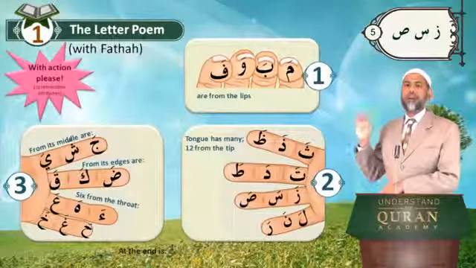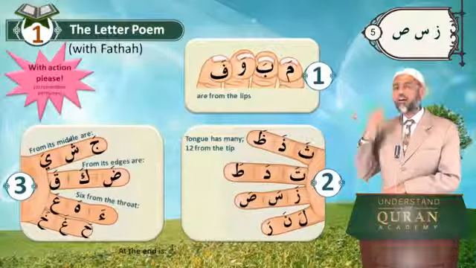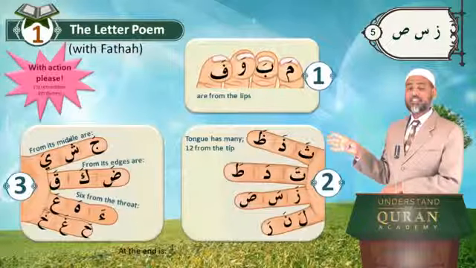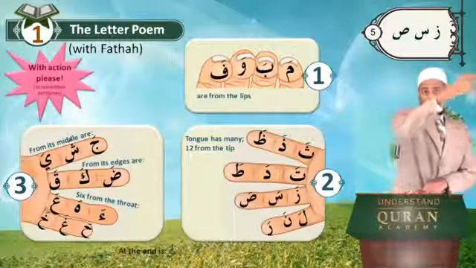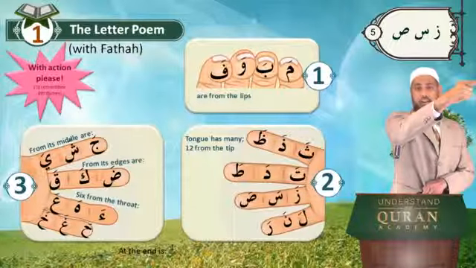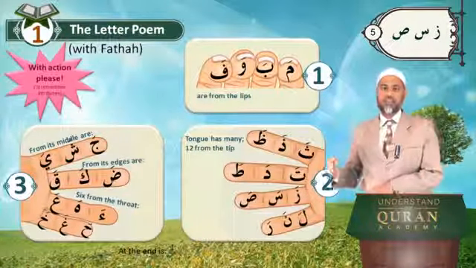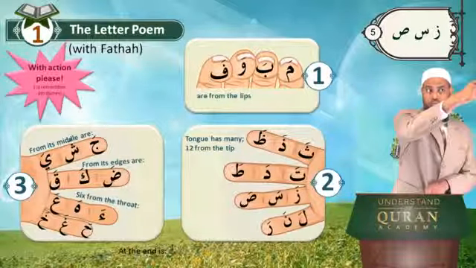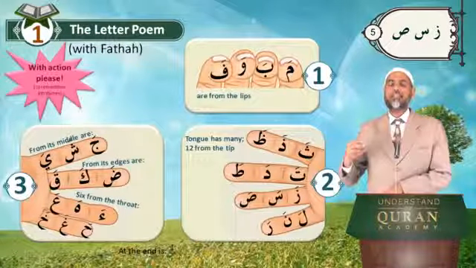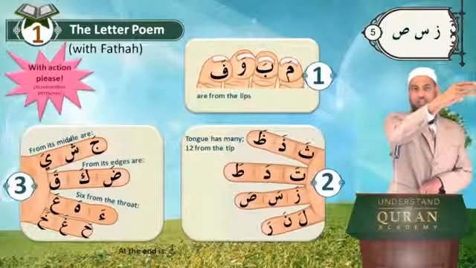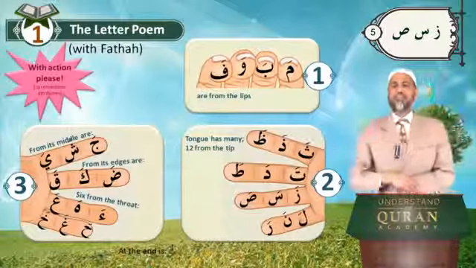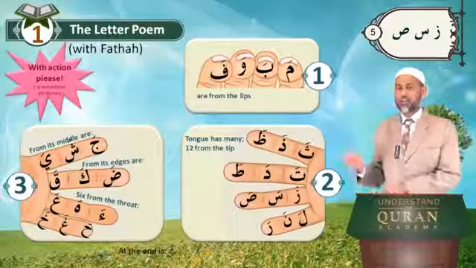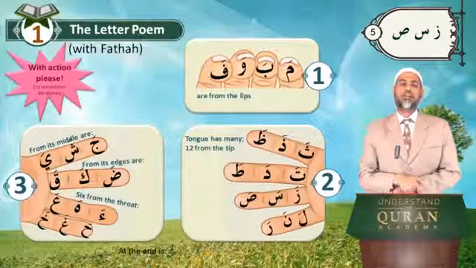Well, our poem is taking shape. Here we have ma, ba, wa, fa are from the lips. Tongue has many, 12 from the tip. Tha, the, dha. Dha is very thick and high. Ta, da, ta. Ta is very thick and high. Za, sa, sa. Sa is very thick and high. That's an interesting combination. The three in the end are very thick and high, and those letters, the last three, are the ones that we will learn today.